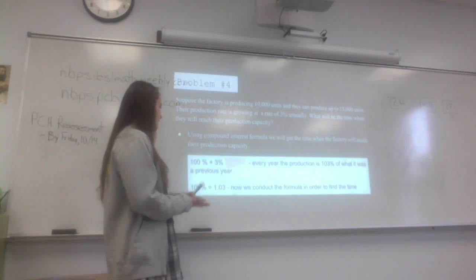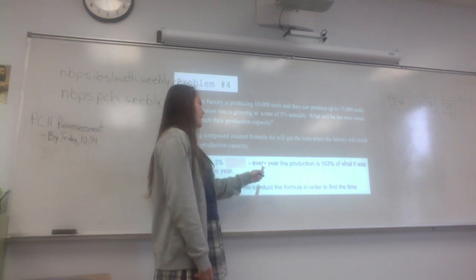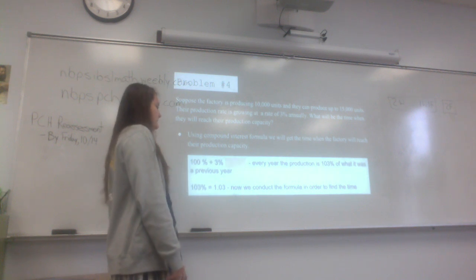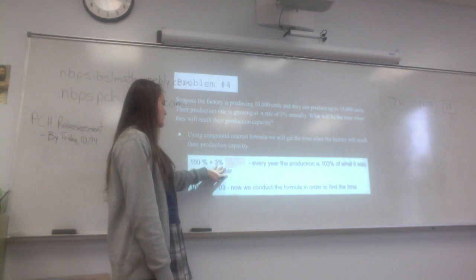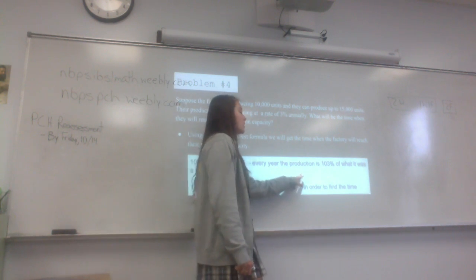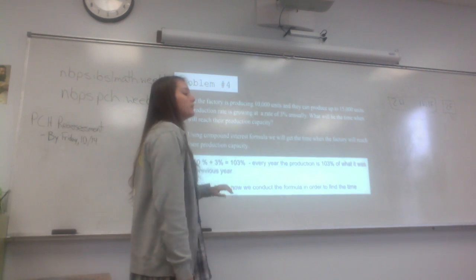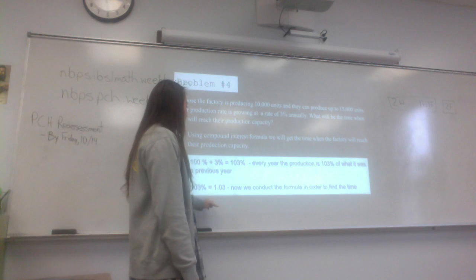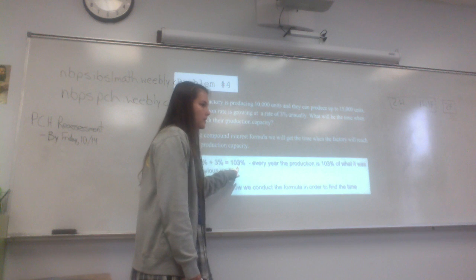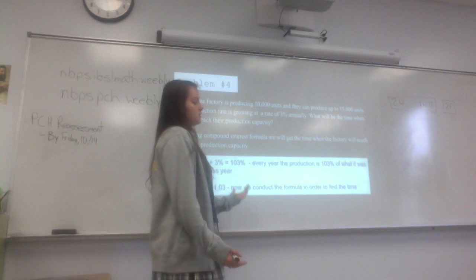I'll show you the formula on the next slide. So the first step is to find that every year the production will be more than the previous year. So we'll get 100% plus 3, which is 103%, and that means every year the production is 103% of what it was the previous year. And that's what we need for the formula. The common mistake people make is plugging 103 into the formula. But that's wrong. We have to change 103% to 1.03, and now we can do the formula.